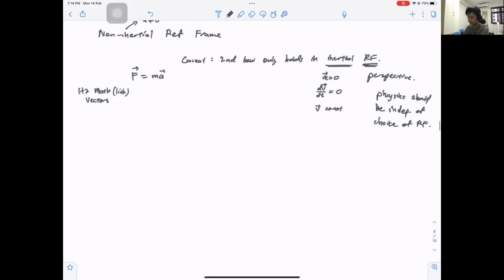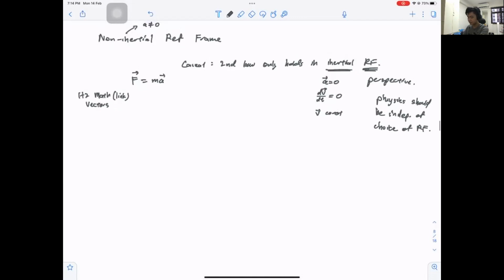So F equals ma only holds in an inertial reference frame, because as soon as you're accelerating, you're going to affect this acceleration over here. I'll put a link in the description to a video explaining why F equals ma only holds in an inertial reference frame.